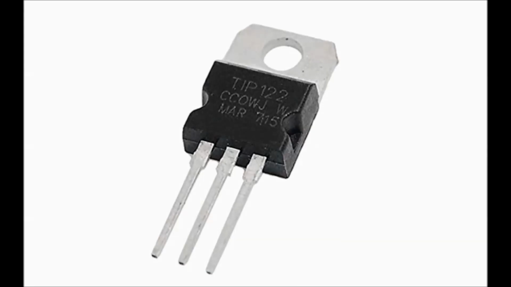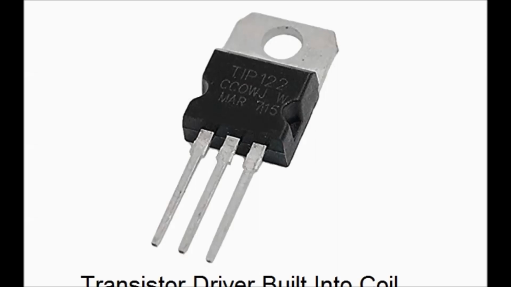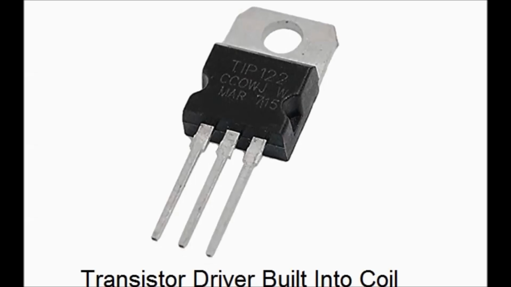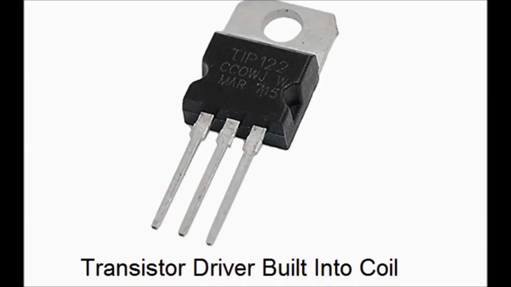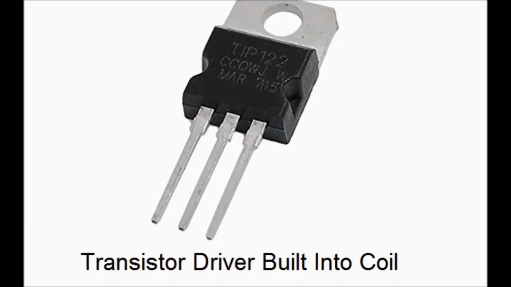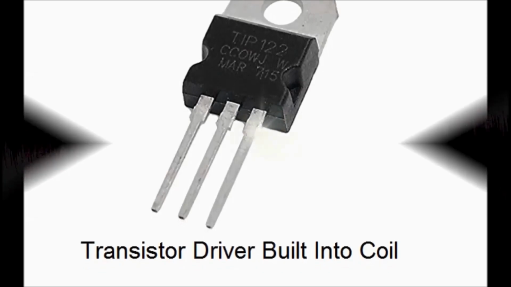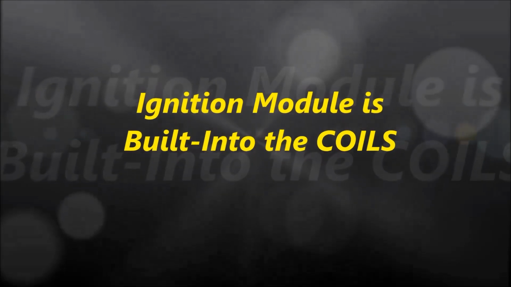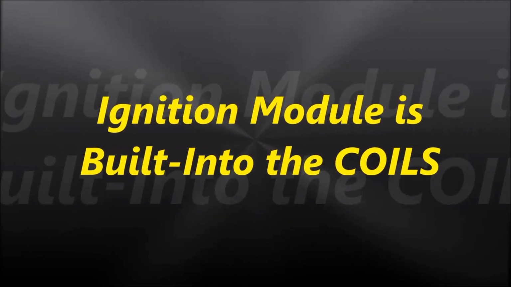Now on screen, it's a typical transistor driver that's built into these coils. You have a transistor, a couple of resistors, a few capacitors, so you have a little bit of circuitry inside these coils. They also have a heat sink inside. The ignition module is built into the coils. These are very common today. These days, almost everybody is using coils with internal igniters.